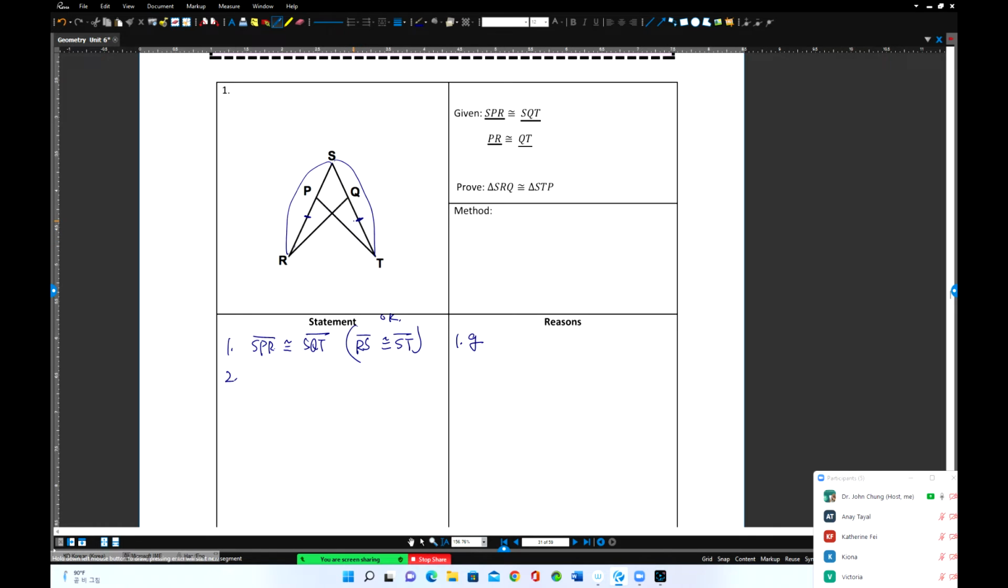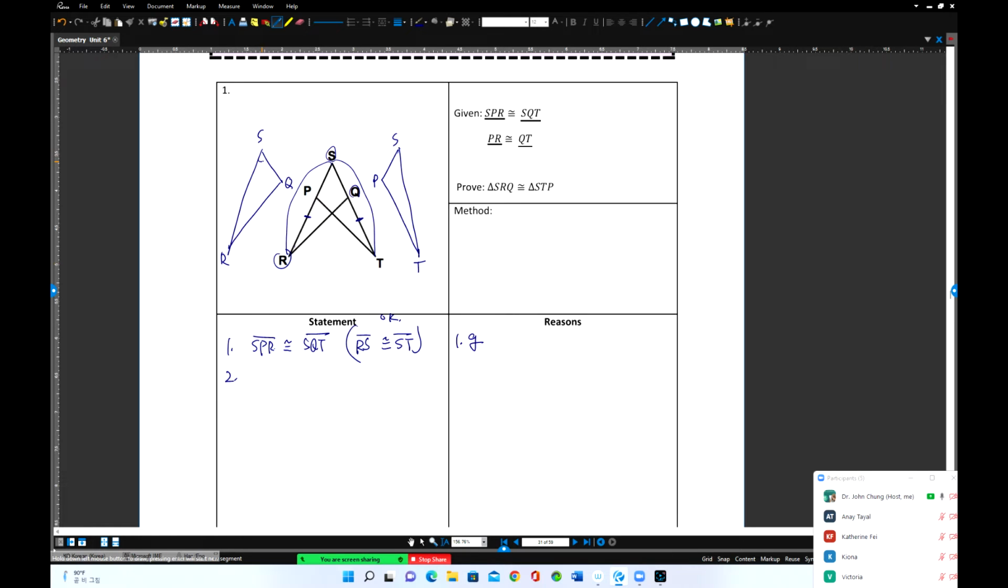Okay, you're going to prove triangle SRQ. Where is SRQ? This one, right? Confused? You're going to separate again. This is S, this is Q, this is R. The other over here, take them out. This is P, this is S, this is T. It's the same as before, right? A little different proof, okay?